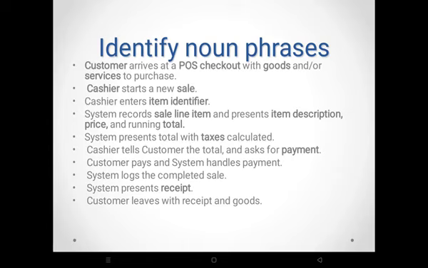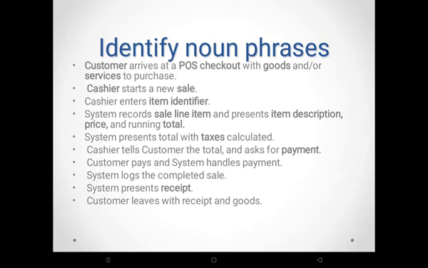We already discussed what we mean by scenario. Scenario is nothing but a sequence of actions. In this sequence of actions, you have to identify the noun phrases. See the first step: customer is a noun, POS checkout is a noun, goods and services are nouns, cashier is a noun, sale is a noun, item identifier is a noun, sale and item are nouns, item description, price, total are nouns, tax is a noun, payment is a noun, receipt is a noun. You have to identify the noun phrases in a scenario. All the noun phrases are called conceptual classes.